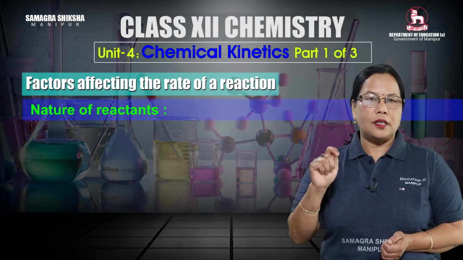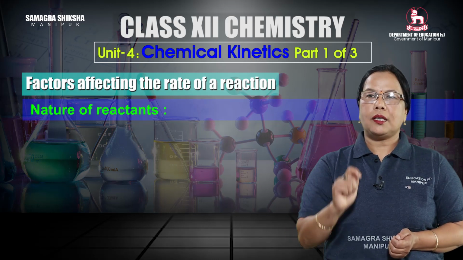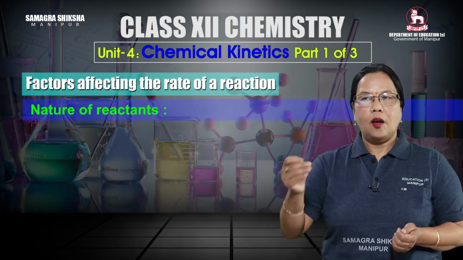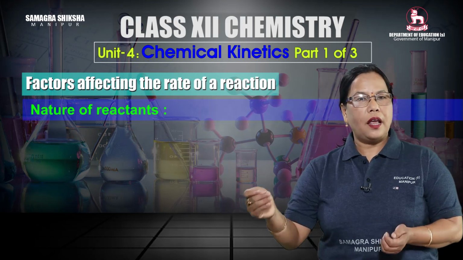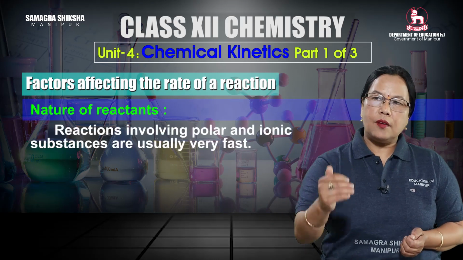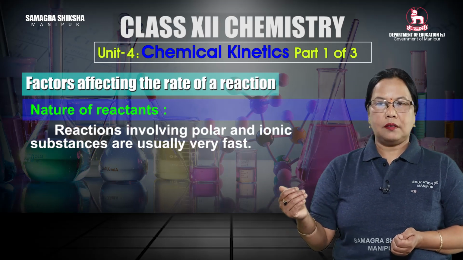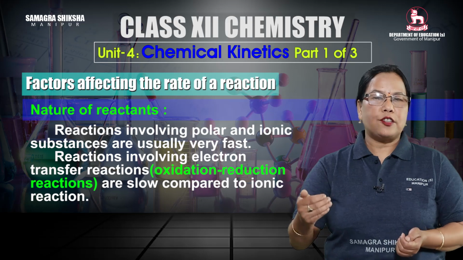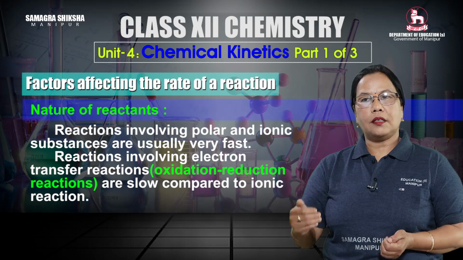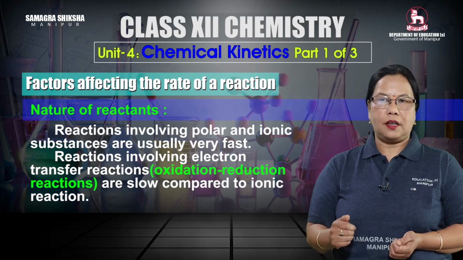Reactions involving polar and ionic substances are usually very fast. Reactions involving electron transfer, oxidation reduction reactions, are slow as compared to ionic reactions.